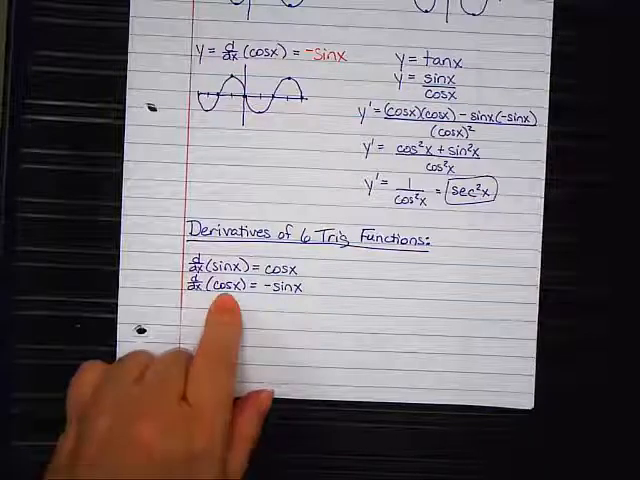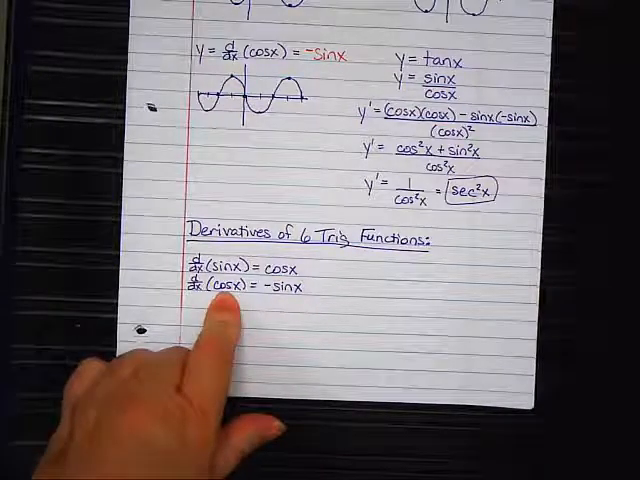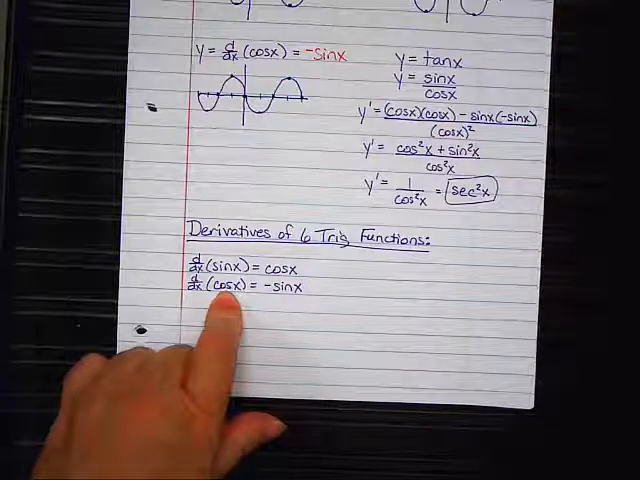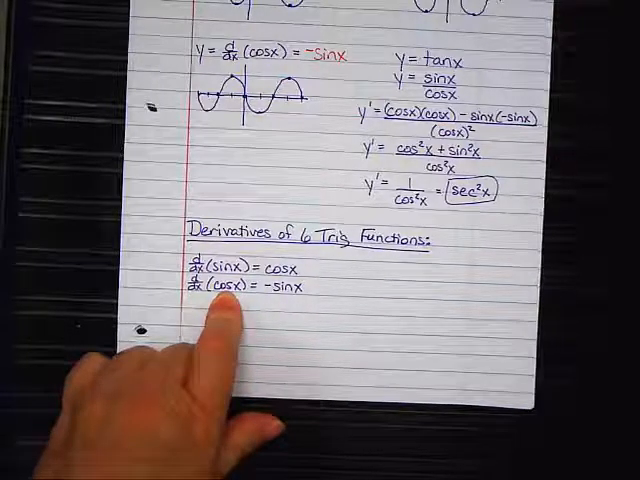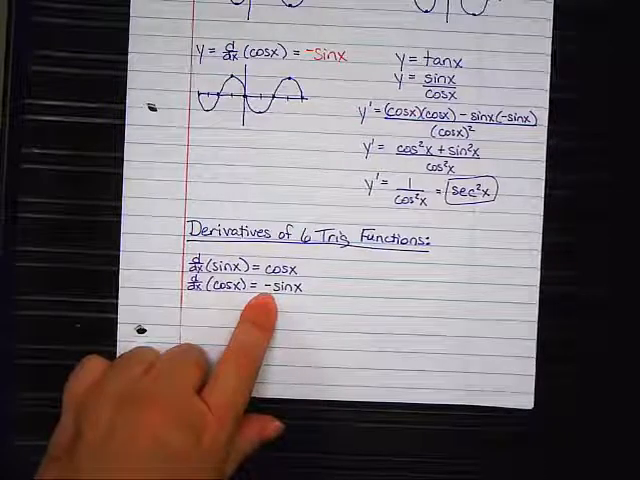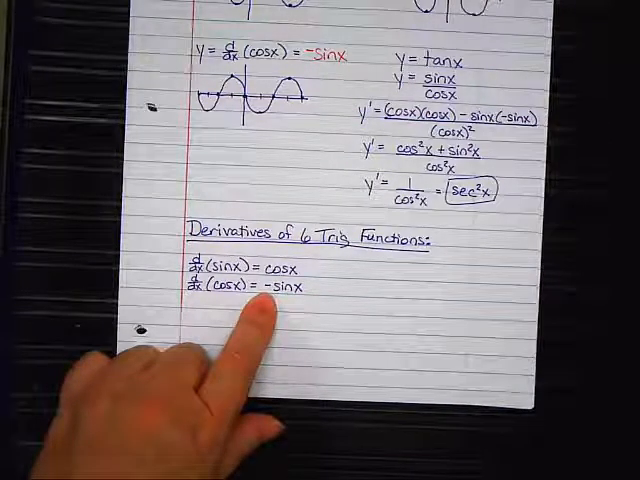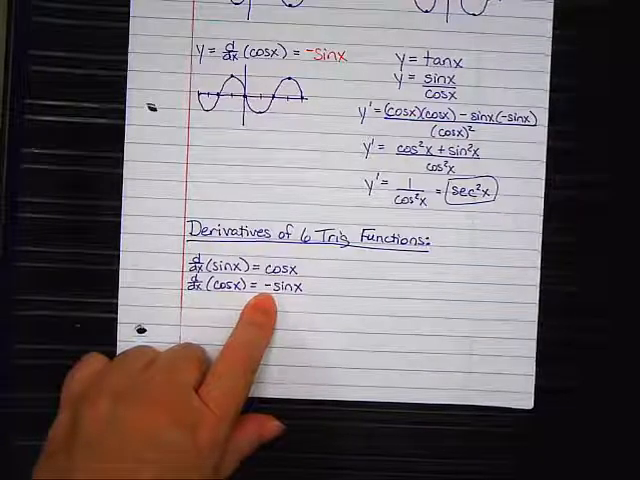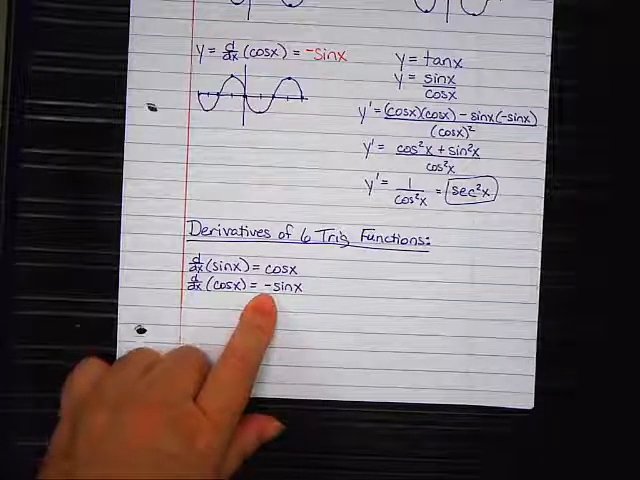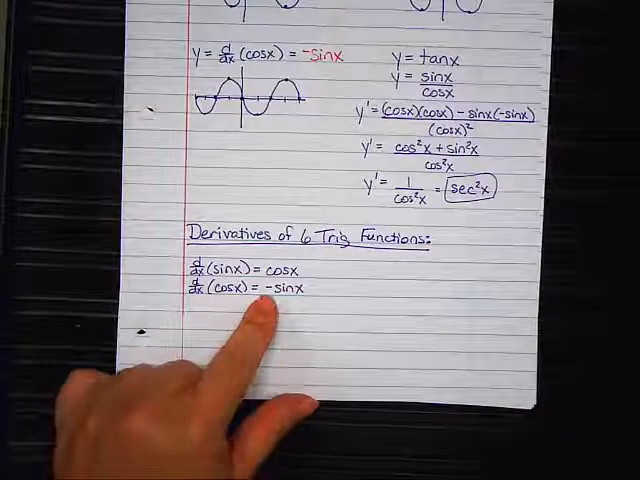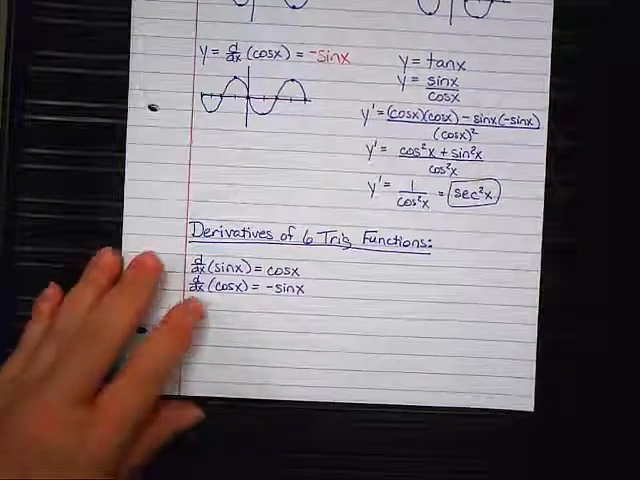Rule number one: if a trig function starts with the word co, its derivative will be negative. So the derivative of cosine, cotangent, and cosecant will all be negative. So does the derivative of cosine x equal negative sine x? Yes, it does. We'll be doing some more of those in a minute.